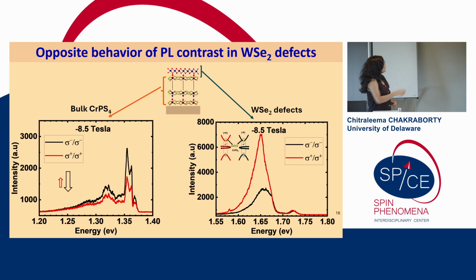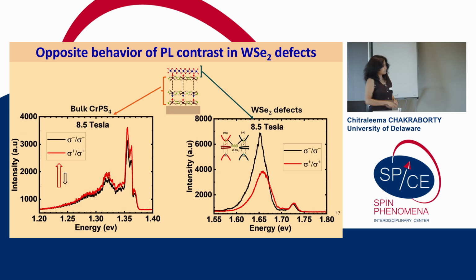So now what happens in the other part of the device, which is the WSe2? When we look through the WSe2, we see that there is a flip in the polarization. The polarization changes from the bulk CrPS4 here. So we reverse the magnetic field, we check it in the other direction as well, and you can see that it's the same thing. Whatever polarization you had for the bulk CrPS4, it's reversed for the surface magnetization that you get as a result of this heterostructure formation in the WSe2 defects.